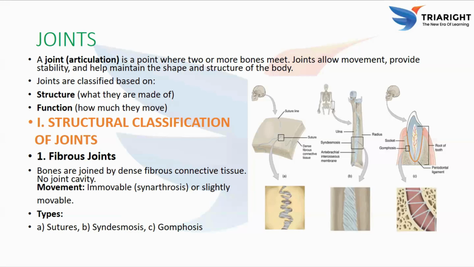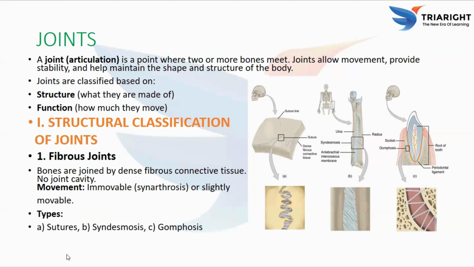Sutures, syndesmosis and gomphosis. The sutures are found only in the skull. These bones fit together like puzzle pieces. So they are immovable, meaning they do not move. They do not play a role in locomotion. Their job is protection of the brain.